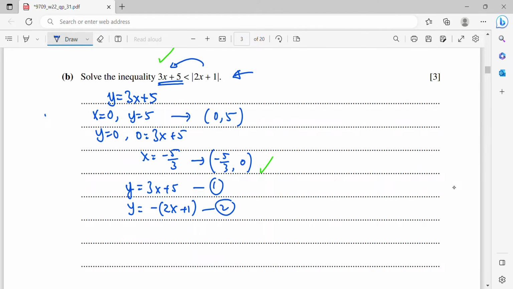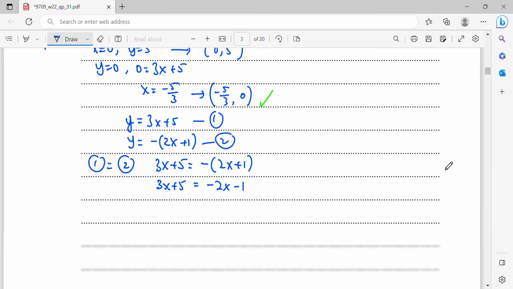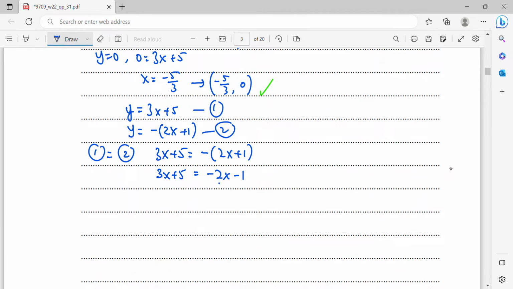Now when we solve both equations, I will let the first equation equal the second equation, then 3x plus 5 equals negative of 2x plus 1. Now we do expansion, so negative 2x minus 1 equals 3x plus 5. Alright, so from here, by moving the negative 2x to the left-hand side, I will be getting 5x. Then move the 5 to the right side, it will be minus 6. Hence, the intersection point is at x equals minus 6 over 5.